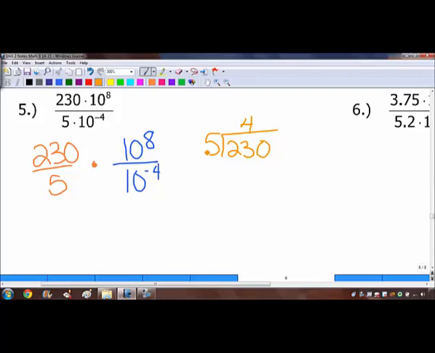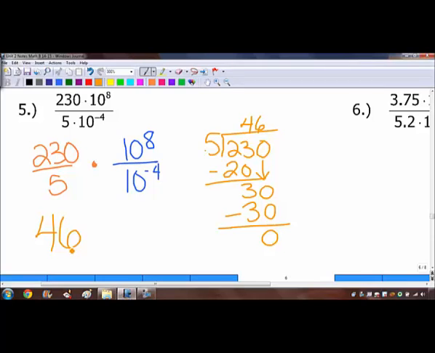So 4 times 5 is 20, subtract them, you get 3, bring down the 0, 5 goes into 30 6 times. 6 times 5 is 30, subtract them, you end up with a remainder of nothing, so I'm good to go. There's nothing left to bring down, so I've done my division as completely as I can. So this ends up becoming 46, okay, times, now be careful, when you divide, you should subtract your exponents. So when I subtract my exponents, it's going to be 8 minus negative 4, so it's really 12, right, because this becomes a positive, so it's 46 times 10 to the 12th power.